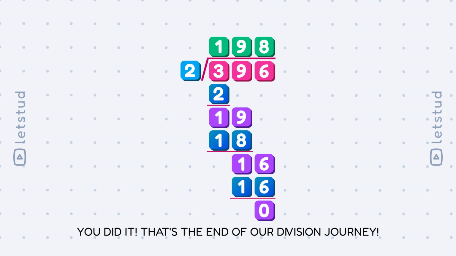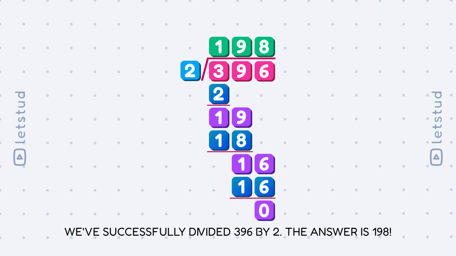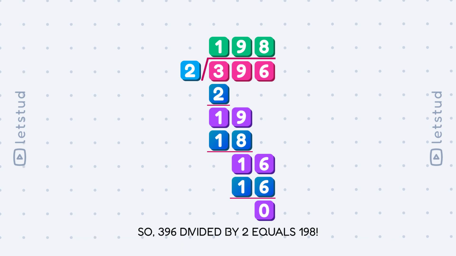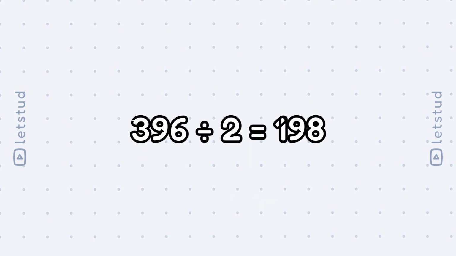You did it! That's the end of our division journey. We've successfully divided 396 by 2. The answer is 198. So 396 divided by 2 equals 198. We did it! We conquered long division by dividing 396 by 2.